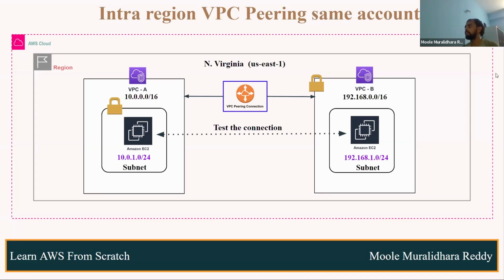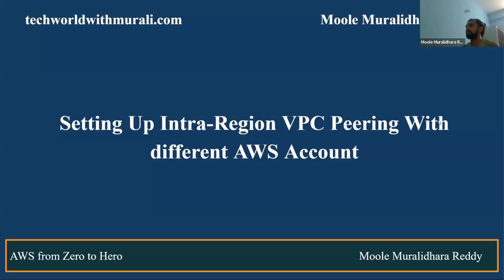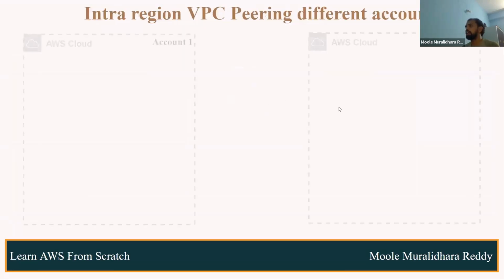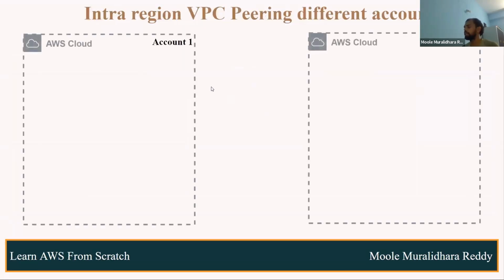Again, I'm repeating. We have an AWS account. We have a region, North Virginia. Here we have two different VPCs. We are setting up the VPC peering connection and doing the connectivity. And same thing, if you want to set up intra-region VPC peering with a different AWS account, how do we do it? Let's see the diagram. Don't worry, guys, I will show you later in the practical. I'm just showcasing the diagram so that you will get some idea.